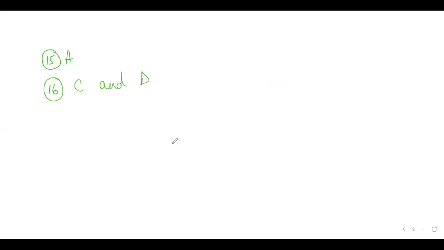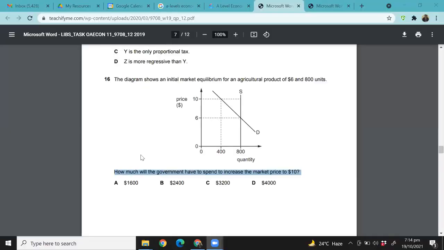We'll come back. What if the government decreases supply to 400? Yeah, that's an excellent question. But think about this. We have a clear hint over here: how much will the government have to spend to increase the market price to $10? Decreasing supply is definitely an option, but in that case the government would be doing it through indirect taxes or something. That is not an option because the question is asking how much the government has to spend. So it means they are spending more, so the demand has to increase. That's my reasoning behind it. Does it make sense?